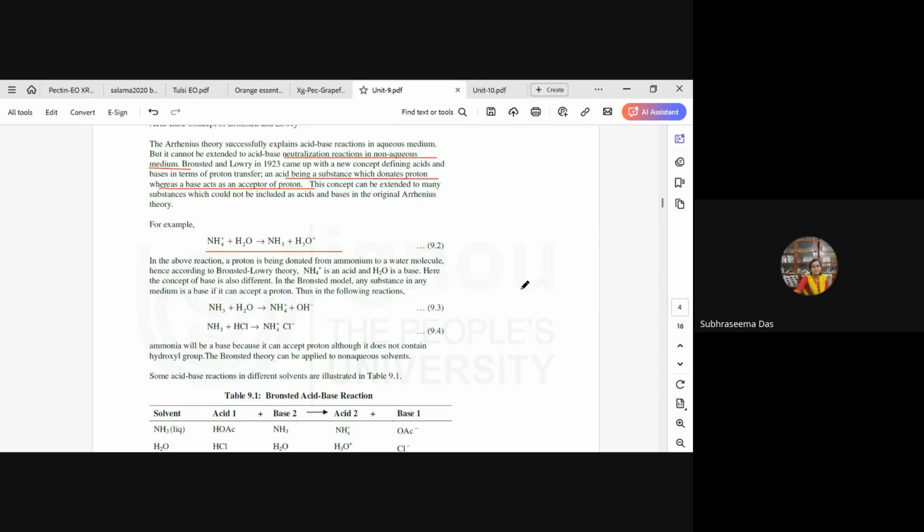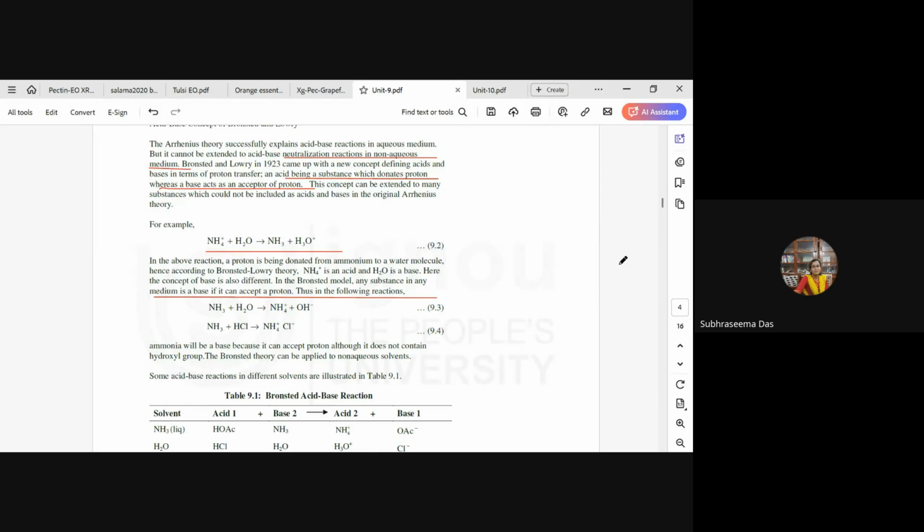So since ammonium donates a proton, it is an acid, and since water accepts the proton from ammonium, it becomes a base. So here the concept of acid and base by Bronsted and Lowry explains the acidic and basic nature of ammonium and water. Now, in the Bronsted model, any substance in any medium is a base if it can accept a proton. So, what does this line mean?